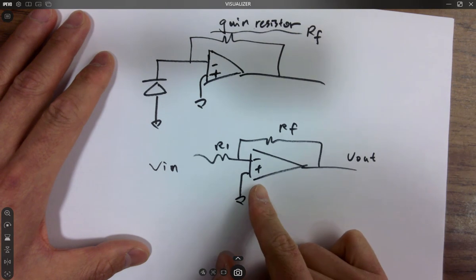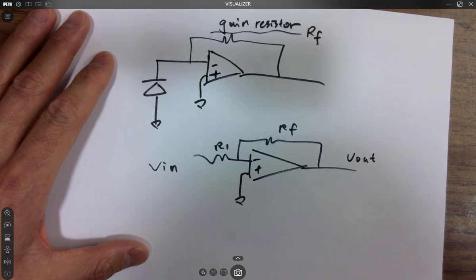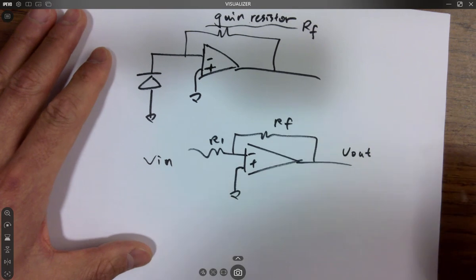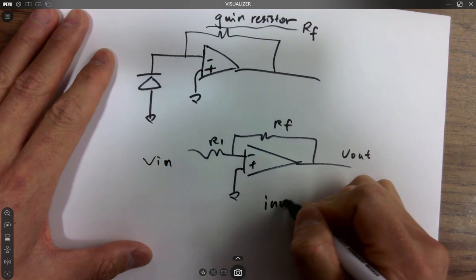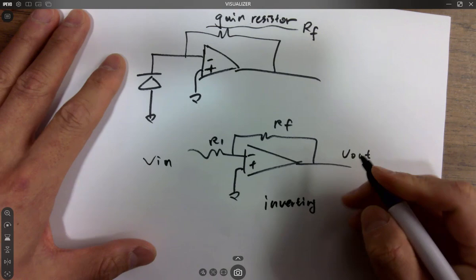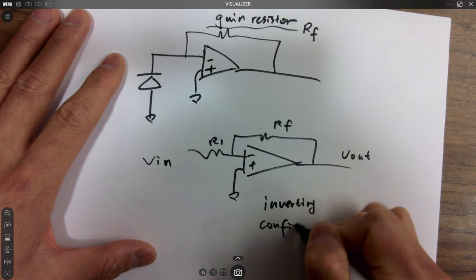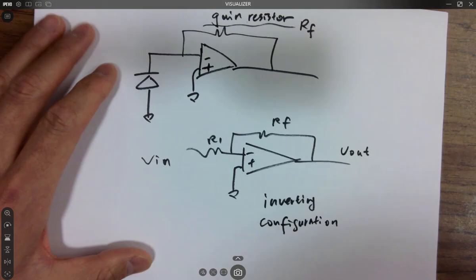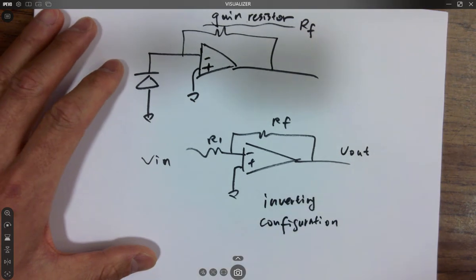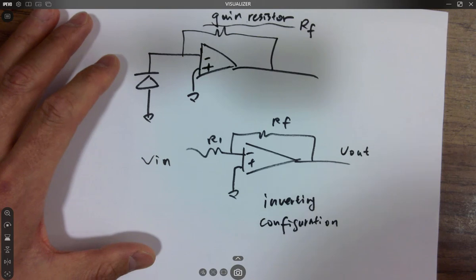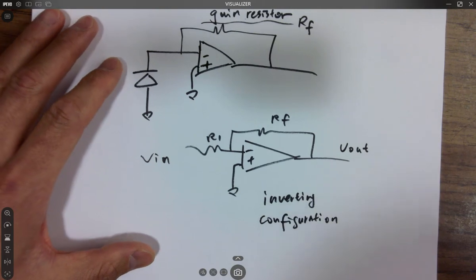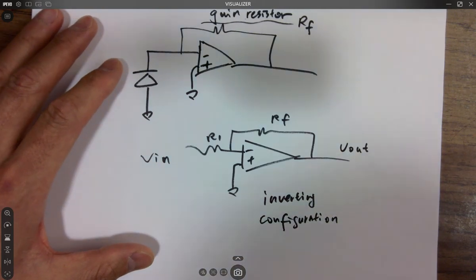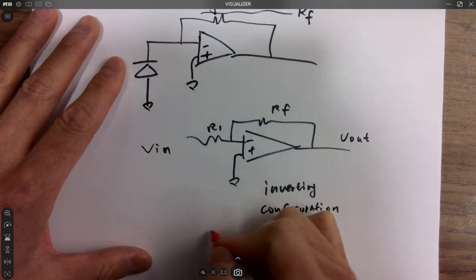So what is this called? It's an op-amp. Yeah, but what kind of op-amp? What kind of configuration? It's inverting. Is this amplifying current or voltage? Voltage? Yeah, you can say voltage. However, this is also called TIA.